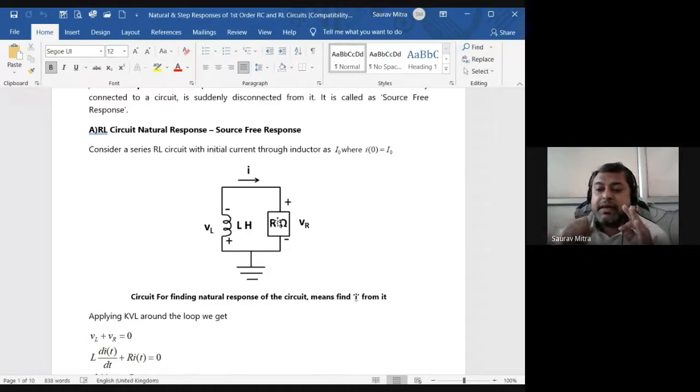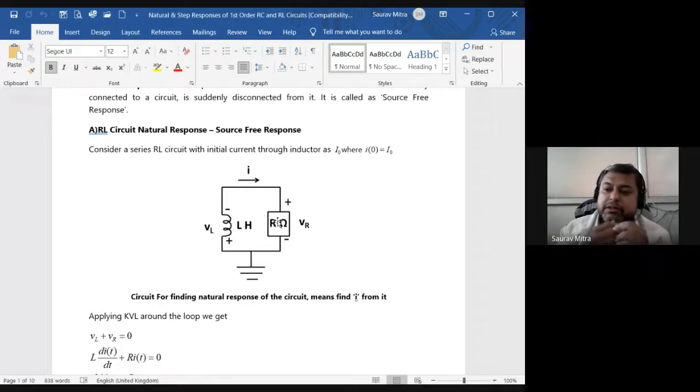So RL circuit में current fall होके zero हो जाएगा. RC circuit में capacitor voltage fall होके zero हो जाएगा. And both will fall exponentially. उसका proof वगैरह है, हम proof नहीं देखेंगे. We will just see what is the final result and we will draw the graph for that. Graph भी इसमें दिखाया हुआ है.